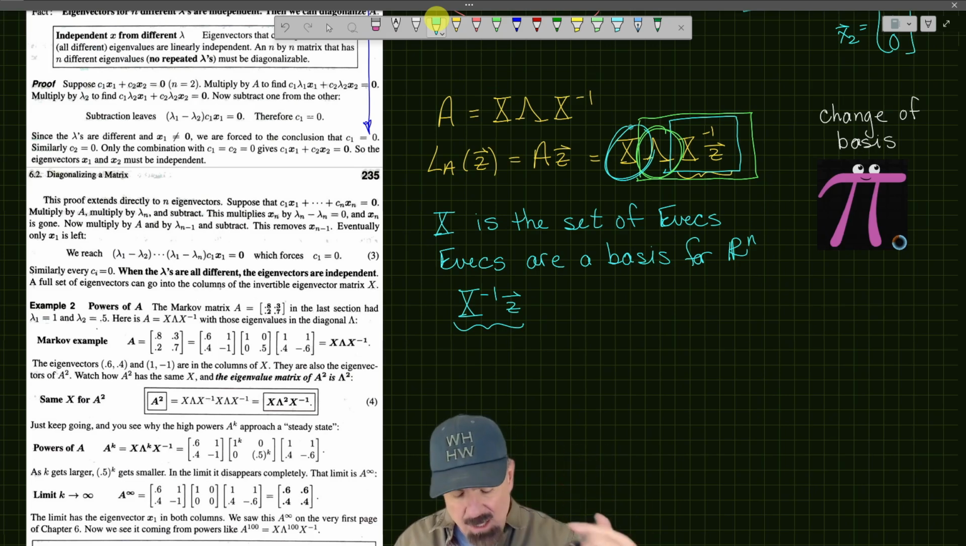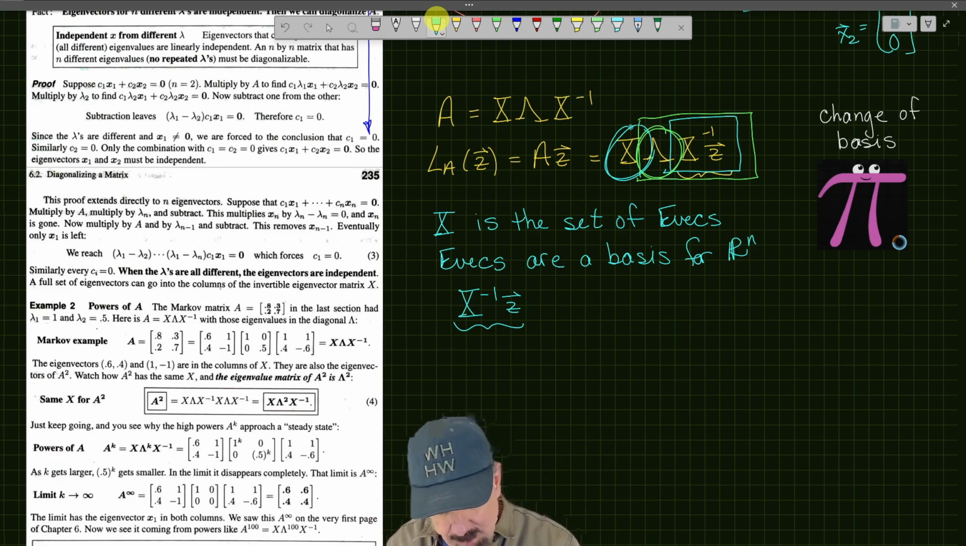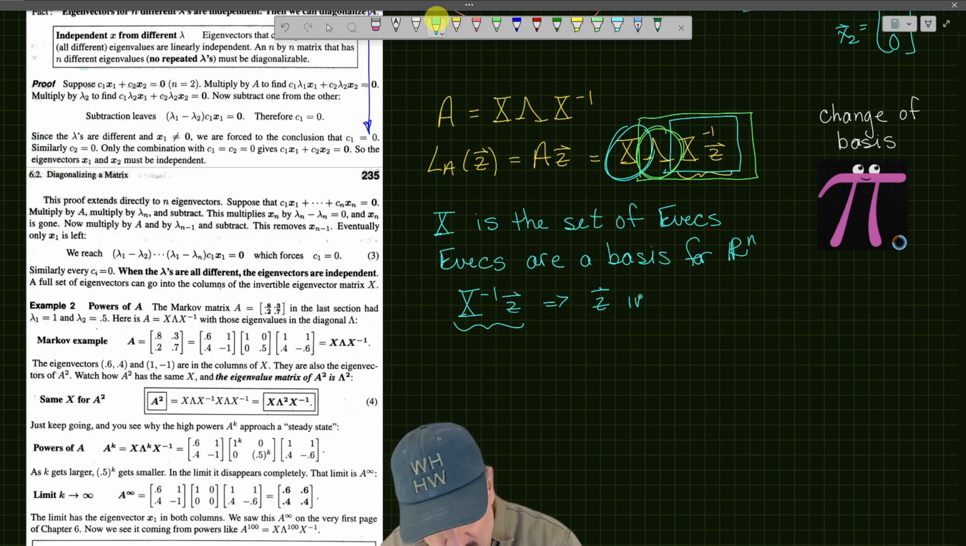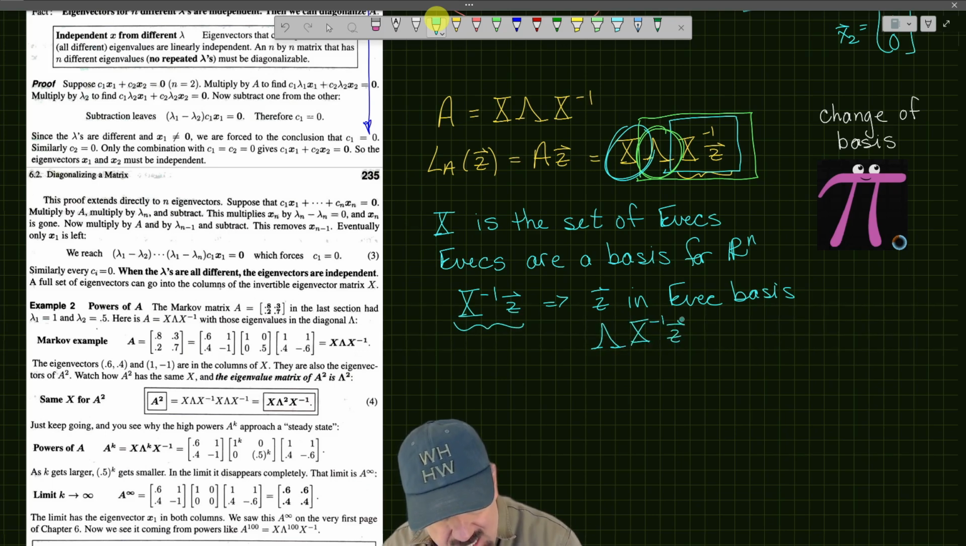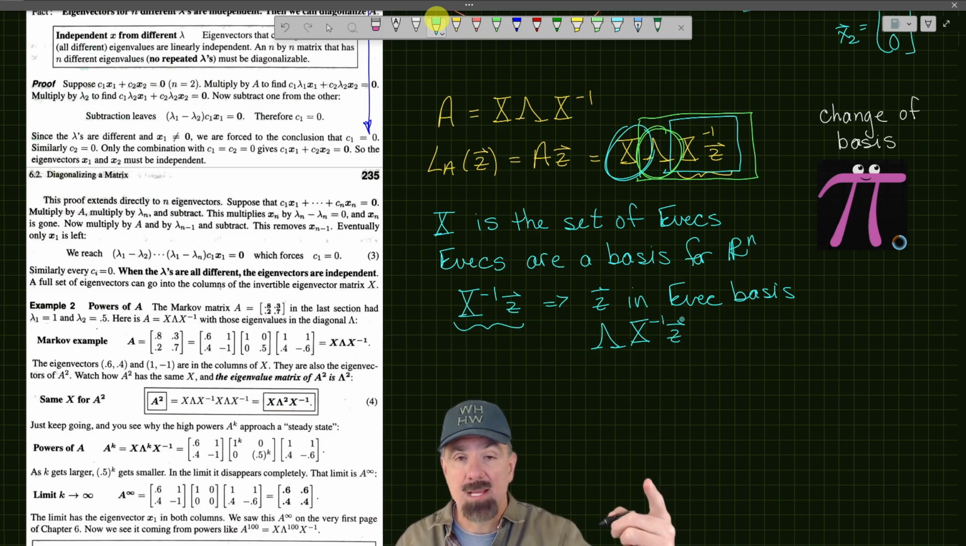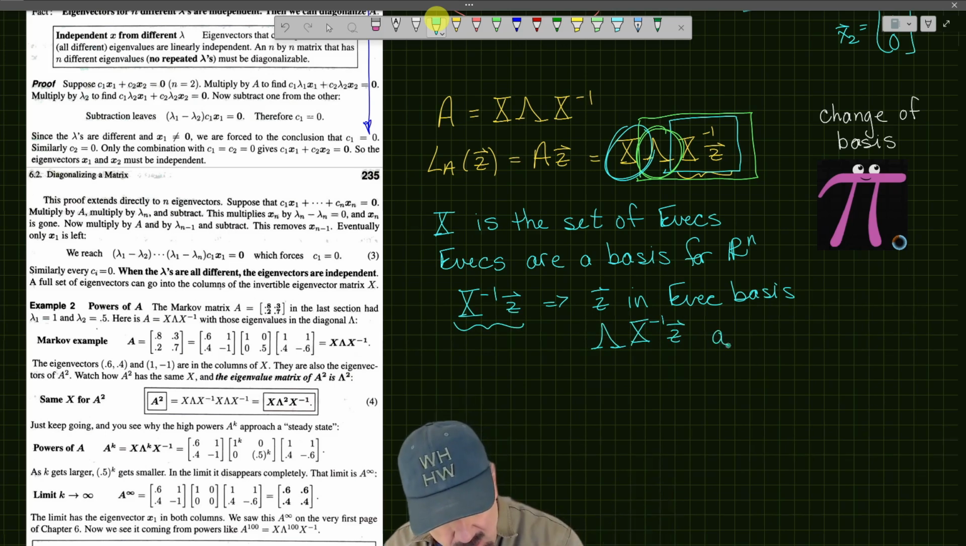So this is really a three-step process, right? We transform, so this is z written in the eigenvector basis, and then we're going to apply the action of A to the vector z, but we're going to do that in the eigenvector basis. So this is applying A.